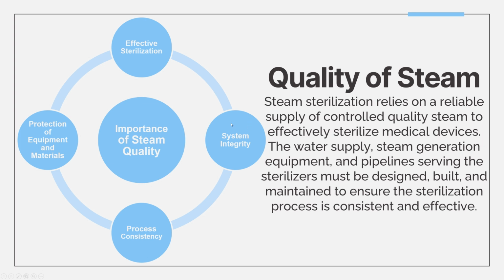System integrity is also important. So this means the water source, steam generators or boilers, and pipelines must be properly designed and installed and maintained regularly. Any contaminations or leaks in this system automatically degrades the steam quality and disrupt proper steam sterilization.